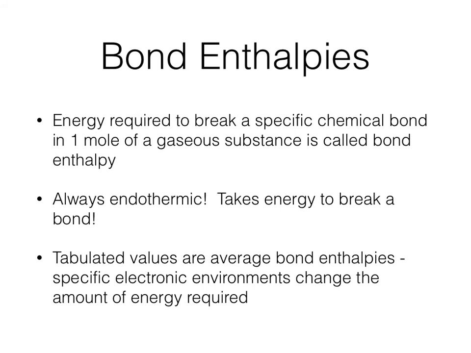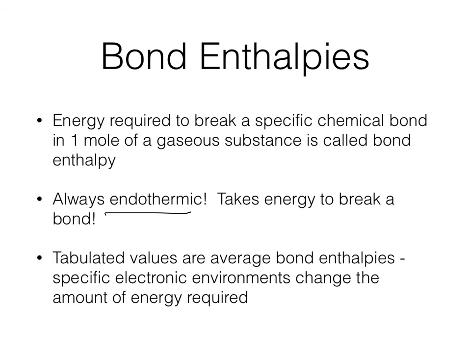Now, you know I couldn't let you go through a chapter after chapter 5 where we didn't talk about energy of some sort, right? Because every chapter has had some sort of energy, whether it's ionization energy or the energy of a photon or whatever. So bond energies or bond enthalpies. These are the amount of energy required to break apart a specific chemical bond in 1 mole of a gaseous substance. Okay? Bond enthalpies are always endothermic. Why? Because it takes energy to break something. Always takes energy to break something.